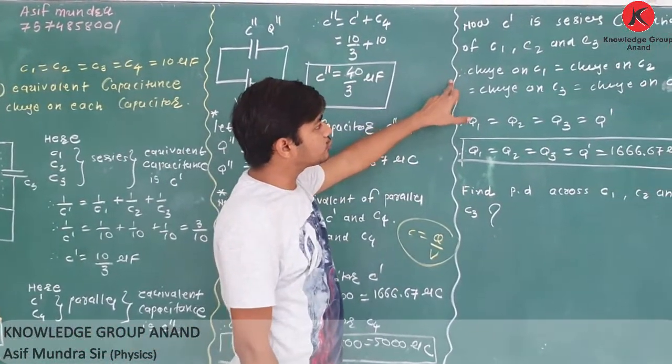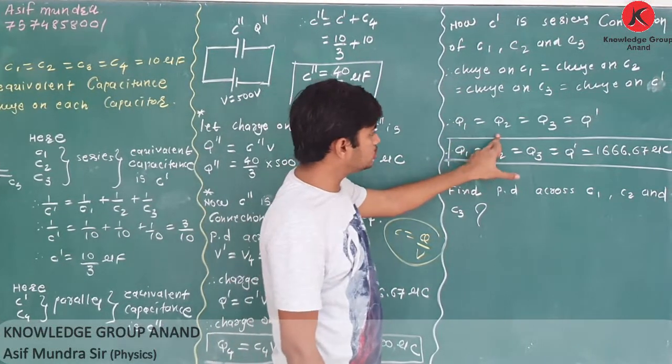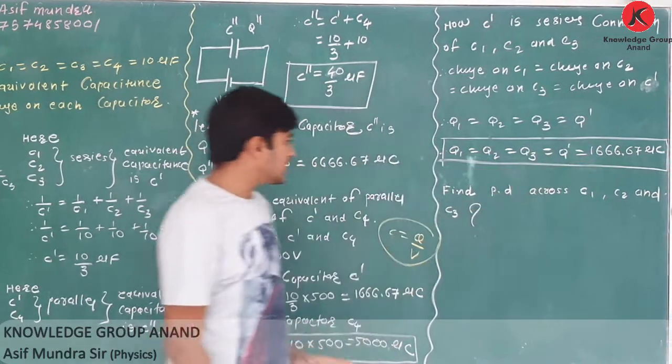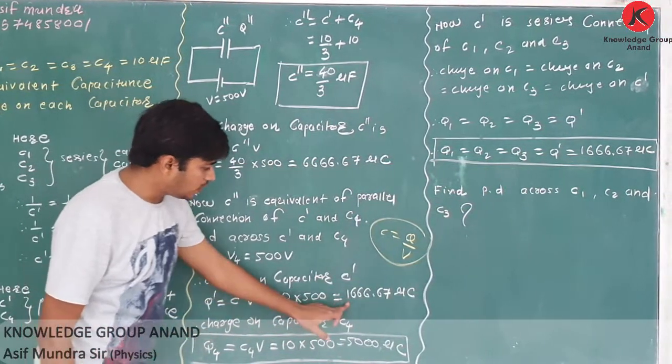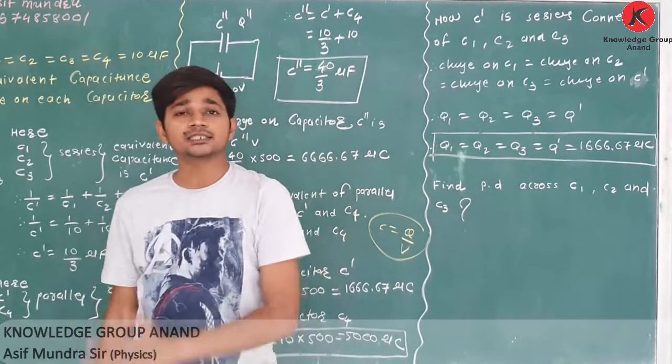So C dash is the series connection of C1, C2 and C3. So Q1 is equal to Q2 is equal to Q3 is equal to Q dash. And what is the value of Q dash? 1666.67. So it is your answer.